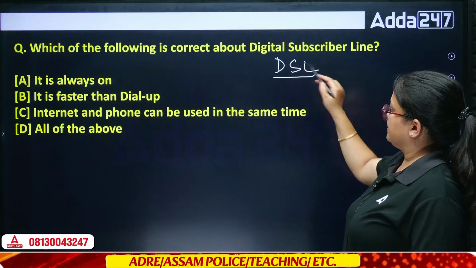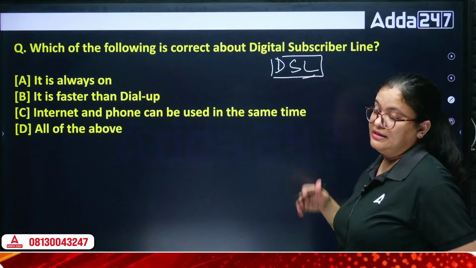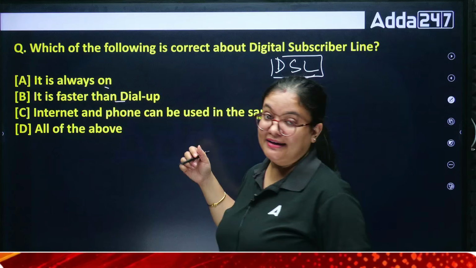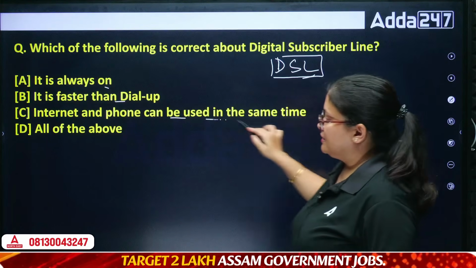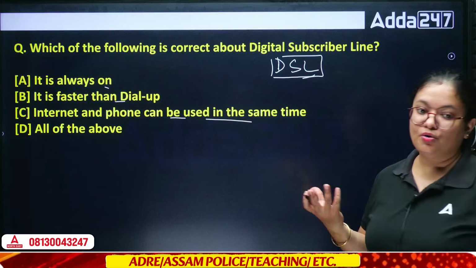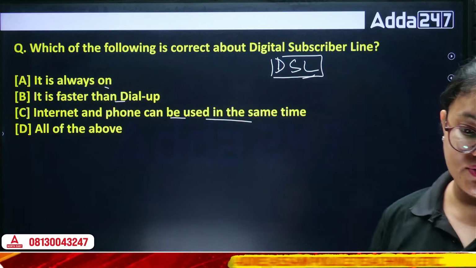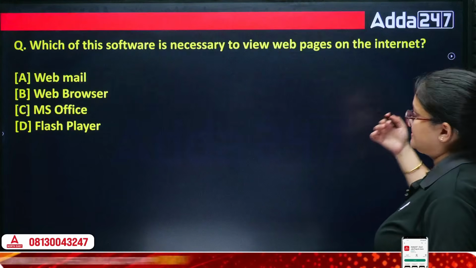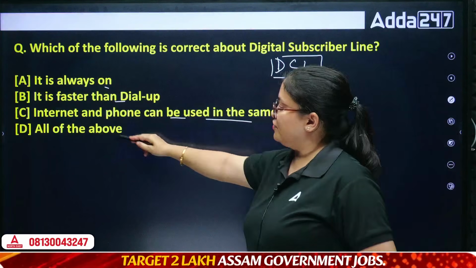Next. Which one of the following is correct about DSL? When we talk about digital subscriber line, which of these is correct? It is always on. It is also faster than dial-up, and internet and phone can be used at the same time. So what will be the answer? All of them, one, or two? Yes, whenever we say digital subscriber line, all of these will be the answer. Okay, all of the above.